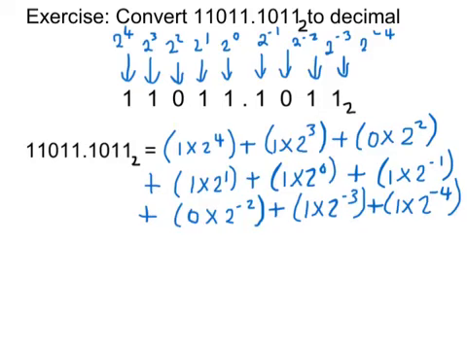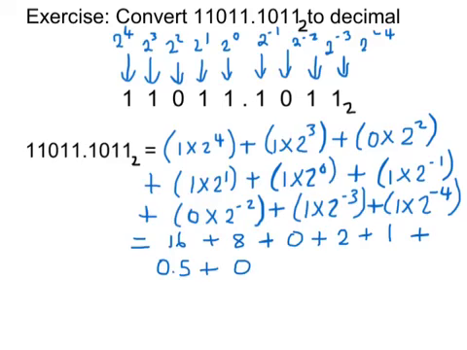Working this out, what we get is 1 by 2 to the power of 4 is 16, 1 by 2 to the 3 is 8, plus 0 by 2 to the 2 is 0, plus 1 by 2 to the 1 is 2, plus 1 by 2 to the 0 is 1, plus 1 by 2 to the minus 1 is 0.5, plus 0 by 2 to the minus 2 is 0, 1 by 2 to the minus 3 is 0.125, and lastly 1 by 2 to the minus 4.